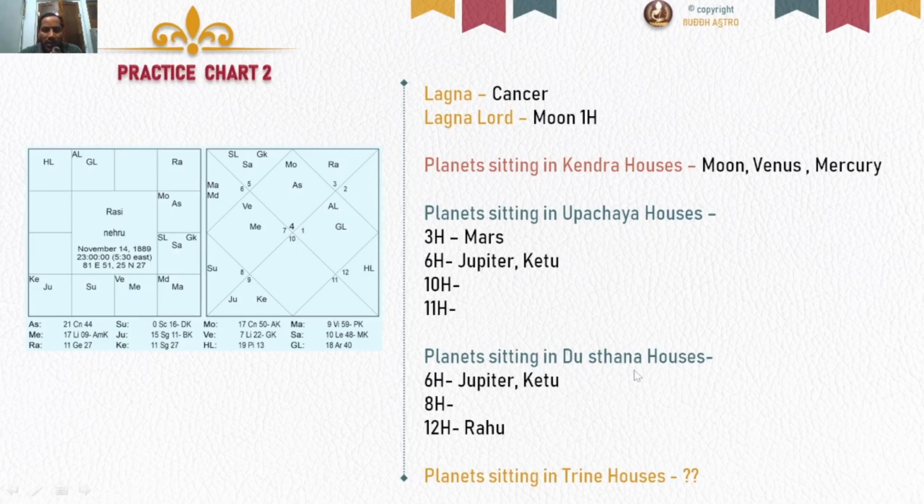Now planets which are sitting in the Dusthana houses or bad houses. What are the Dusthana? 6th house, 8th house, and 12th house. You see, 6th house has the Jupiter and Ketu. 8th house has no planet. This is the 8th house. There is no planet in it. 12th house, Rahu is sitting there. So Rahu is in the Dusthana, right? Now you tell me what are the planets which are sitting in the trine houses in this horoscope. These are the trine houses: first house, fifth house, and ninth house.